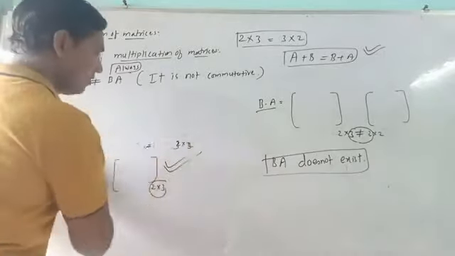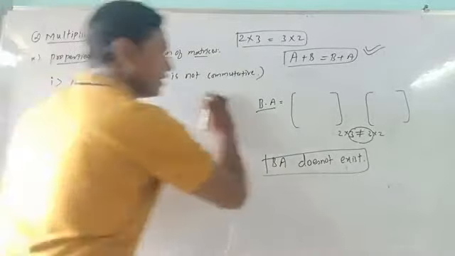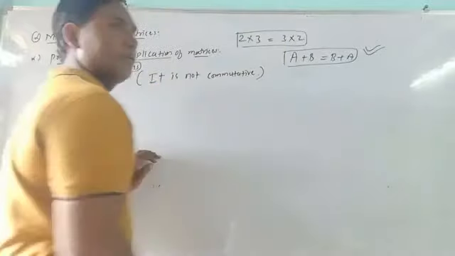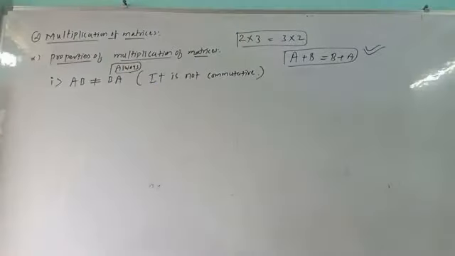First exercise is done here. Okay. So what we can say here is that AB is not equal to BA, which means the multiplication property is not commutative. Okay. Now, the second thing.